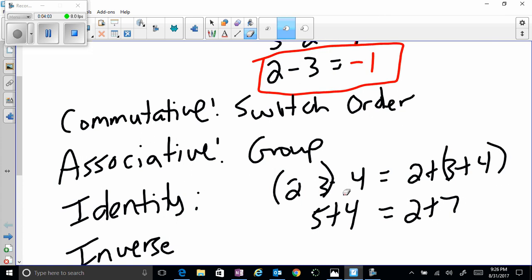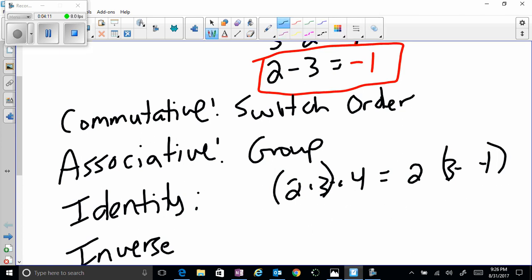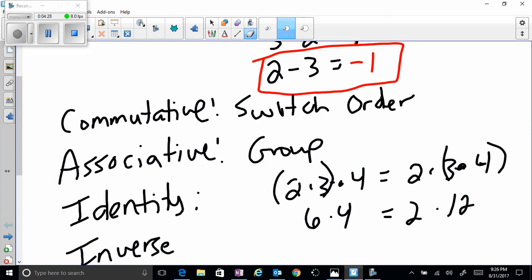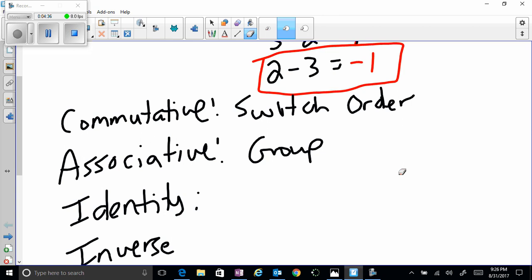If I switch those two products, then it's still going to work, because 2 times 3 is 6, and 6 times 4 is 24. And here you would have 3 times 4, which is 12, and 2 times 12 is also 24. So same as commutative property, and it has to be all multiplication or all addition. But as soon as you switch it to subtraction and division, that's not going to work.